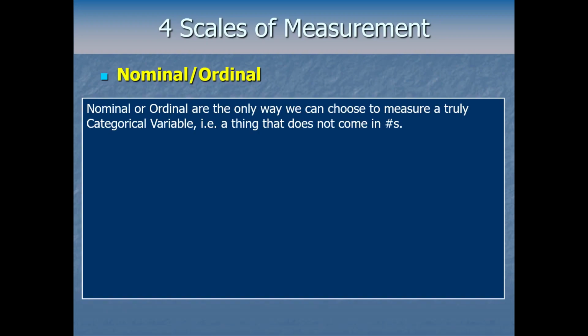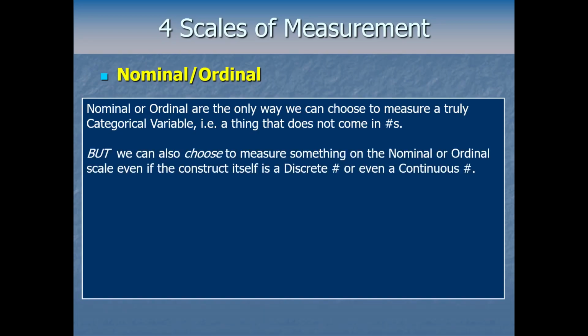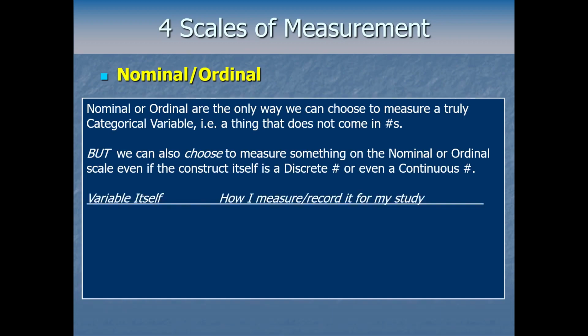On the other hand, though, for things that do make sense as numbers, we could still, for our study, choose to measure them in a way that's lumped into categories. Like, we can choose to measure something on the nominal or ordinal scale in my study, even if the construct itself is the kind of thing that would make perfect sense as a discrete number or a continuous number even. So for example, let's make some comparisons of two different ways you could choose to measure and record the exact same variable in a study.